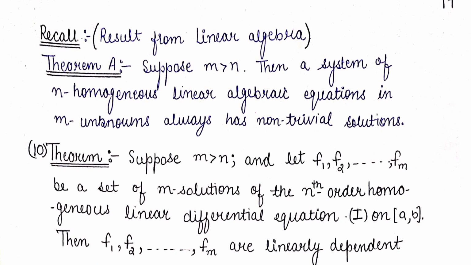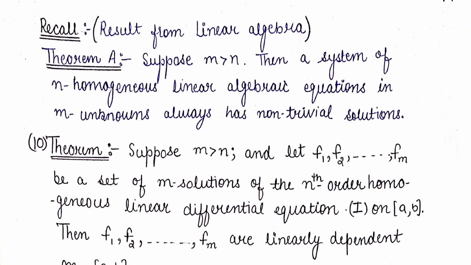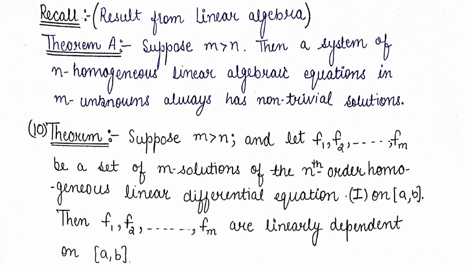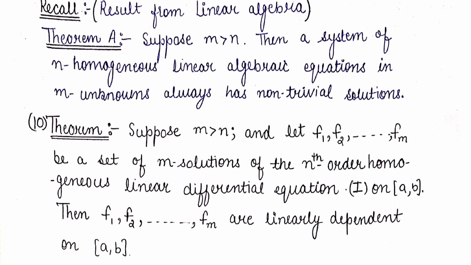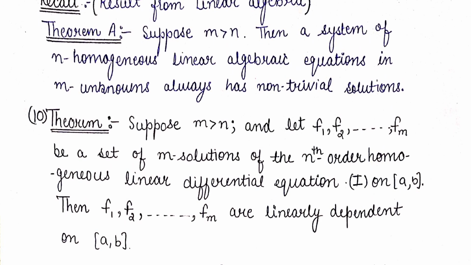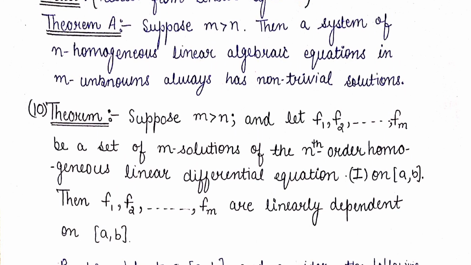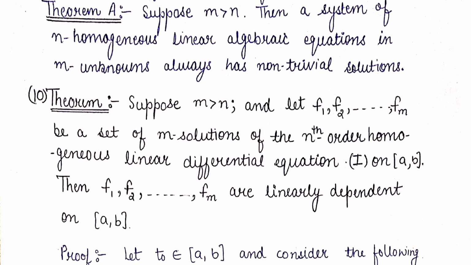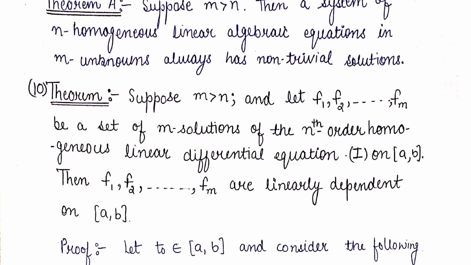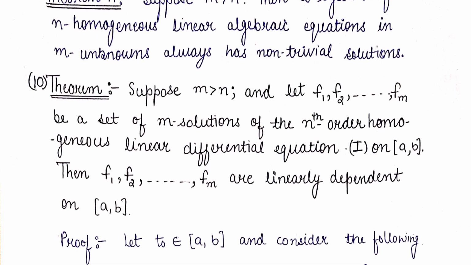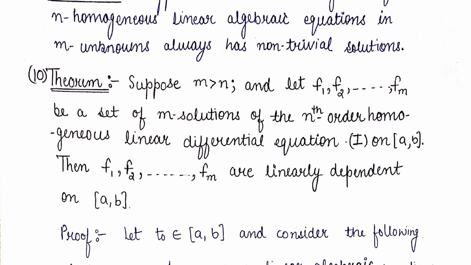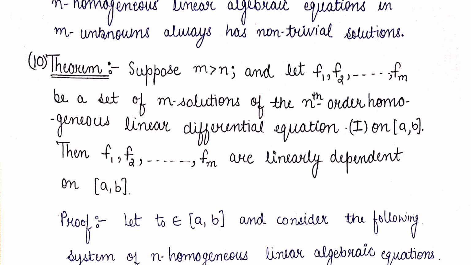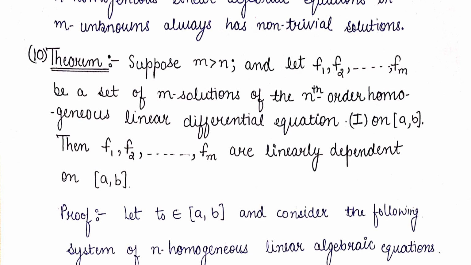Now let's recall a result from linear algebra, which I mark as theorem A. Suppose m is greater than n, then a system of n homogeneous linear algebraic equations in m unknowns always has a non-trivial solution. That is, in a system where the number of equations is less than the number of unknowns, the system always has a non-trivial solution. So we will use this result in the proof of theorem number 10.